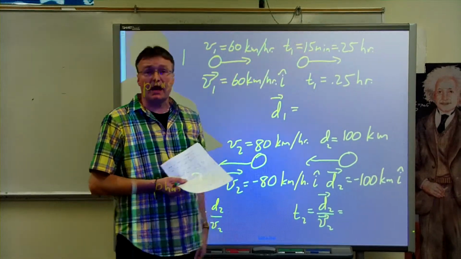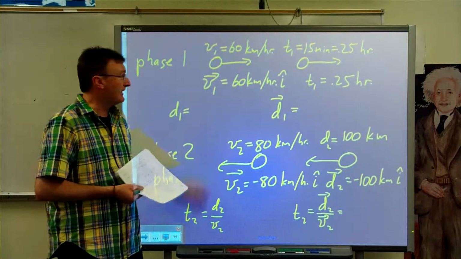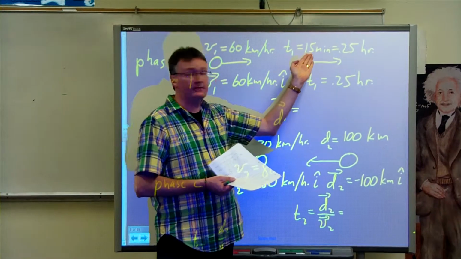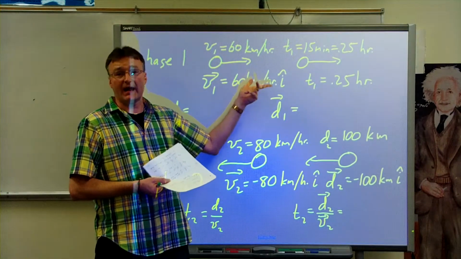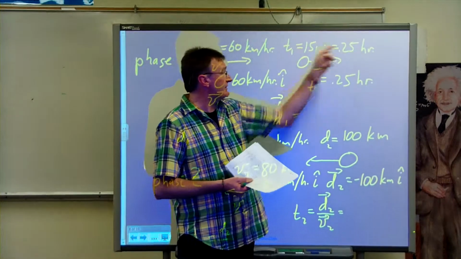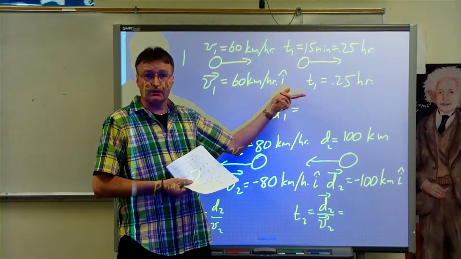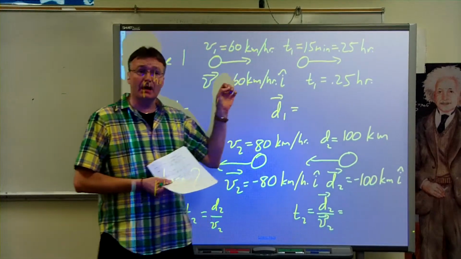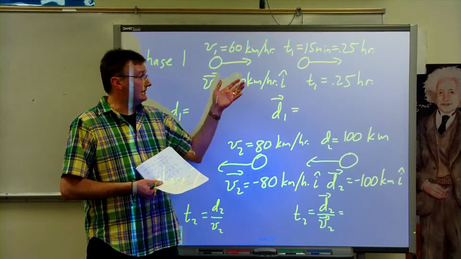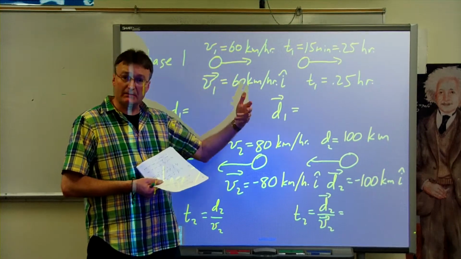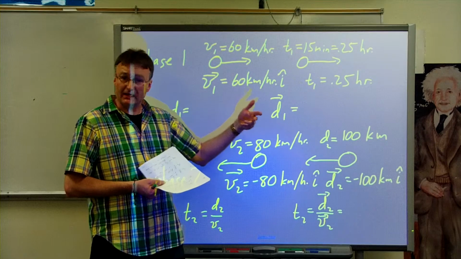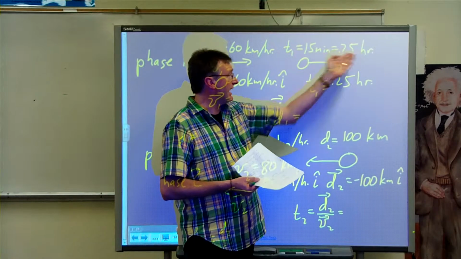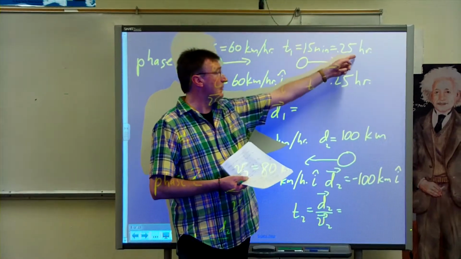Now we're going to convert that to hours because we're dealing with kilometers per hour. Now, careful when you change from minutes to hours, because 15 minutes is not 0.15 hours. It's 0.25 hours. 15 minutes is a quarter of an hour, or 0.25 hours. And that's because the time is based upon a 60-minute hour and a 60-second minute, not 100. So be careful when you're changing these from minutes to hours. 15 minutes is 0.25 hours.